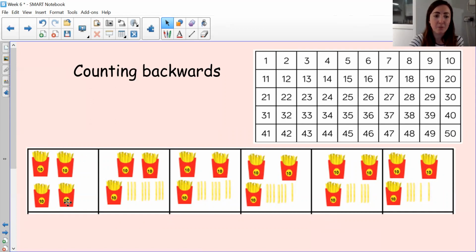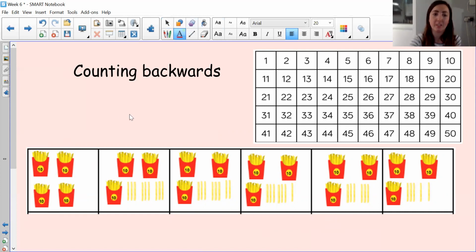So first of all, let's work out what this number represents. Now we've got, how many 10s are there? 1, 2, 3, 4 10s. So let's count in 10 to work out what 4 10s is. 10, 20, 30, 40. So we're starting with 40. And if we look at our 100 square, then we've got 40 here. So you might know what the next number is going to be already if we're counting backwards.